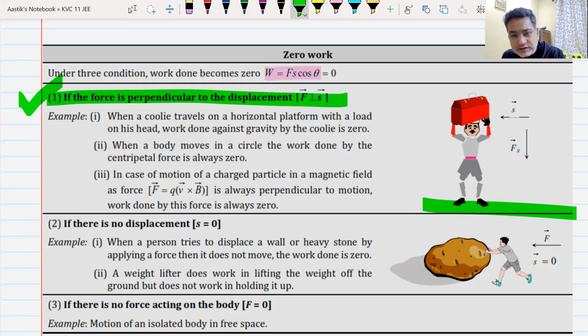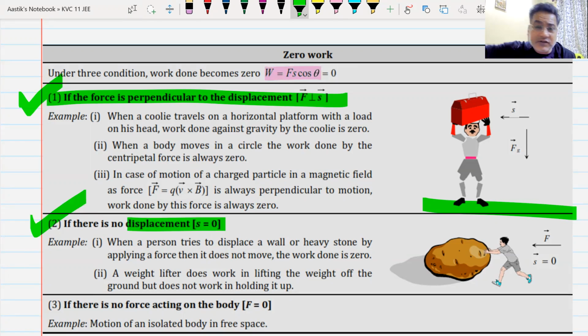Physics says he does not do any work, but we know that he does a lot of work. So if the angle is 90, work done is zero. If the displacement is zero, if I am trying to push this wall and this wall is not moving, that doesn't mean that I'm not doing any work. I'm doing work, but that is not recorded as work in physics because displacement is zero.